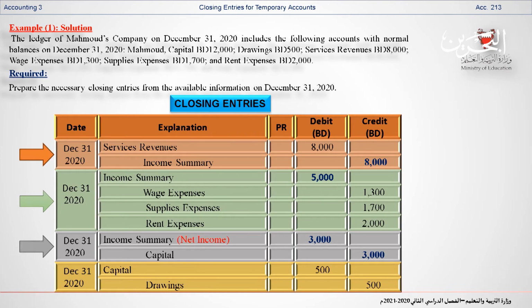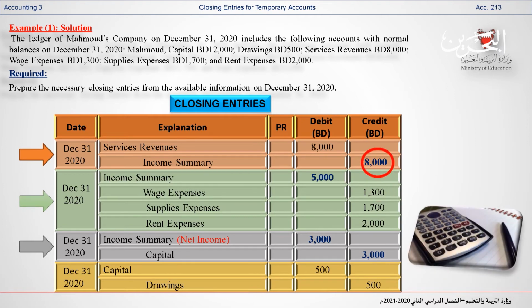The third step is to transfer the income summary balance to the capital account. Prepare a journal entry that clears out the income summary account. This entry transfers the net income of the business to the owner's capital account for BD 3,000, which is 8,000 minus 5,000 equals a net income of 3,000. And debit income summary by 3,000 BD, credit capital account for 3,000 BD.